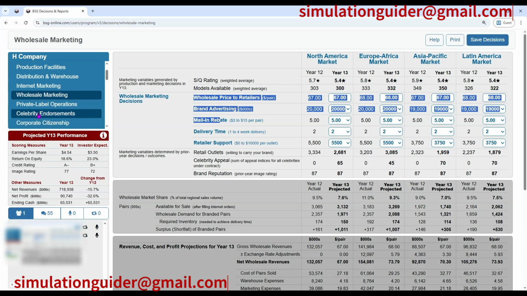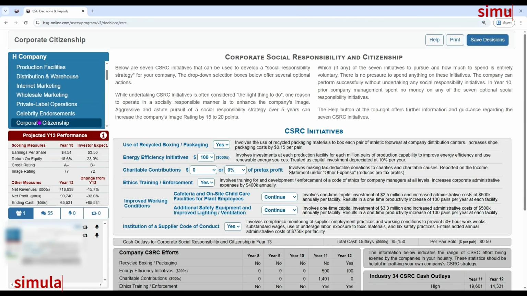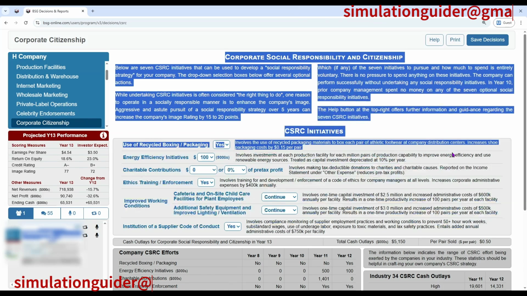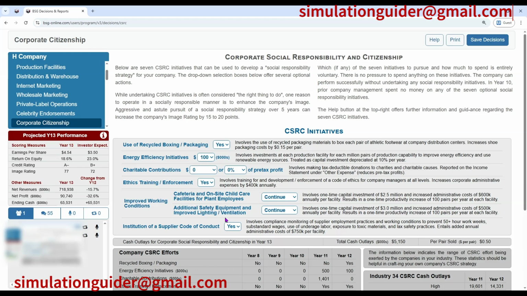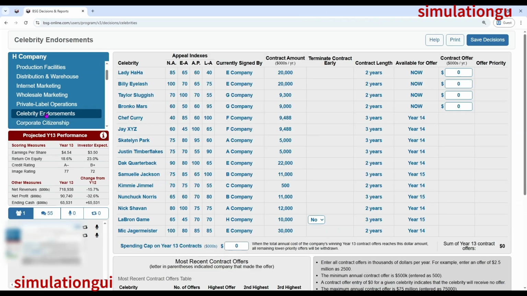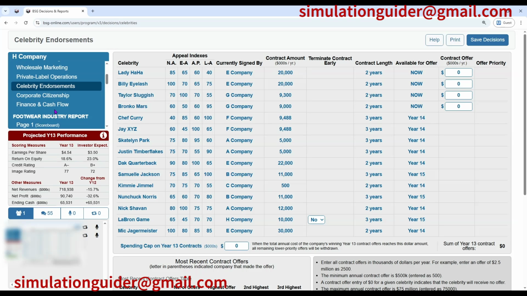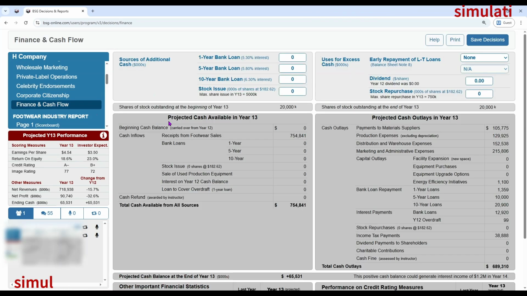And you need to have something called the social responsibility spending. And at the moment, you're actually talking about the corporate social responsibility and citizenship. So you need to invest here well and play with your values well. And lastly, you need to have a stable financial performance. That means you should not have any losses so that you can have a good image rating.